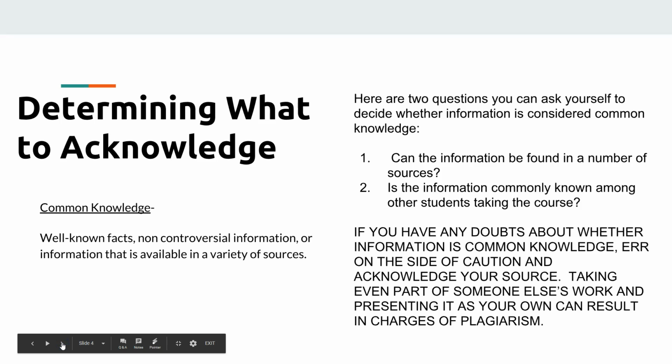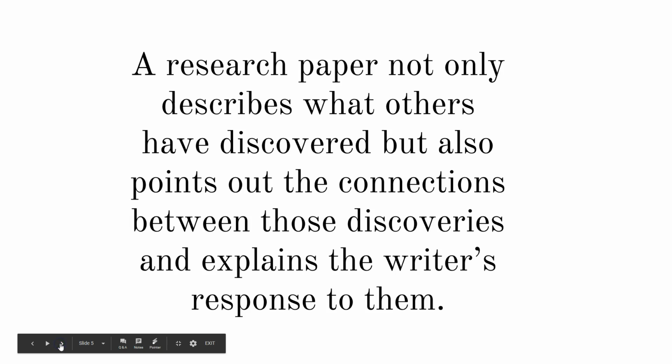Determining what to acknowledge. Now, at some point, we have things that are common knowledge, and these are well-known facts, non-controversial information, or information that is available in a variety of sources. For example, most of us know the Titanic hit an iceberg. This is common knowledge. You generally wouldn't need to source it. However, if you ever have any question, it is better to err on the side of caution and always acknowledge a source. That way you don't commit accidental plagiarism, which is bad news.